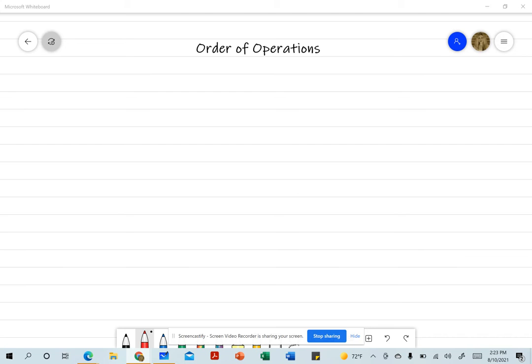Hi class, so today we're going to review the order of operations. Now the order of operations is literally the order in which we operate an expression. So we use the order of operations.